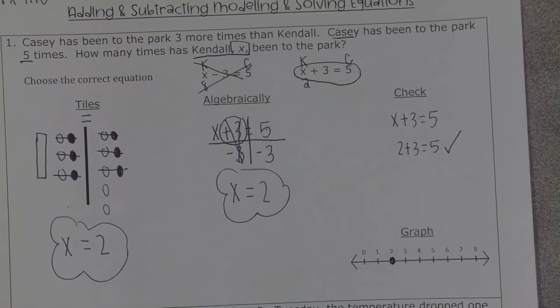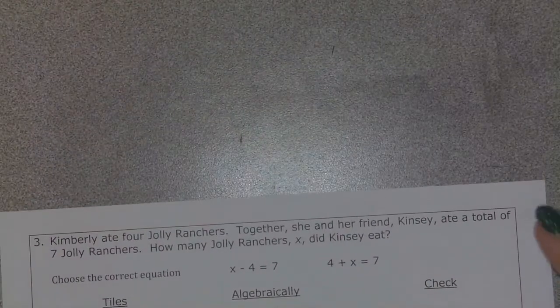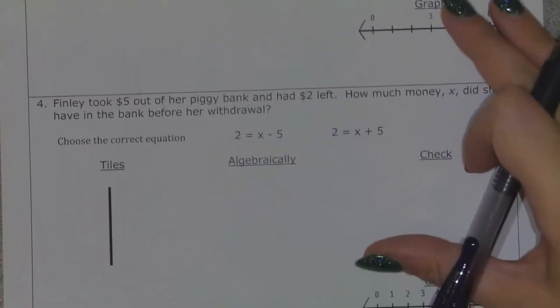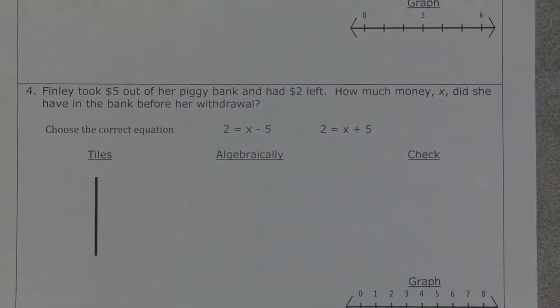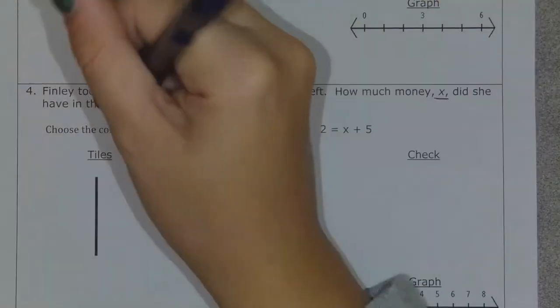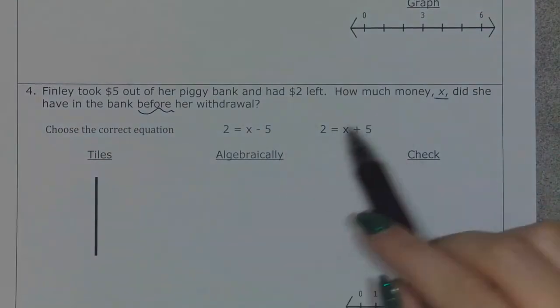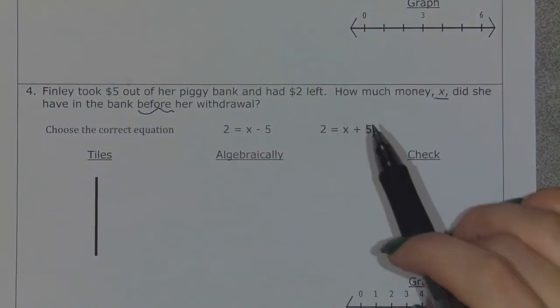Okay, let's try another one. I'm going to jump to the back. On the back, it says that Finley took $5 out of her piggy bank and had $2 left. How much money, X, did she have in the bank before her withdrawal? So I know that X represents the before, so I'm going to use that when I label my equations here.